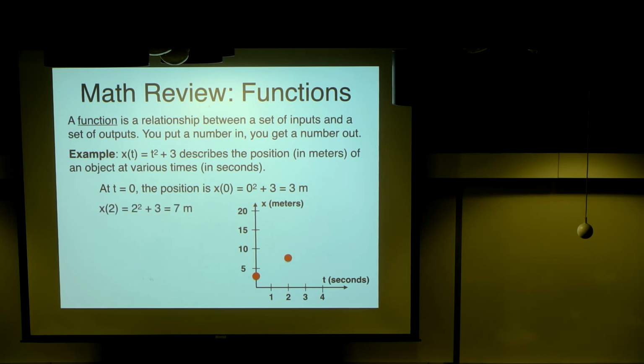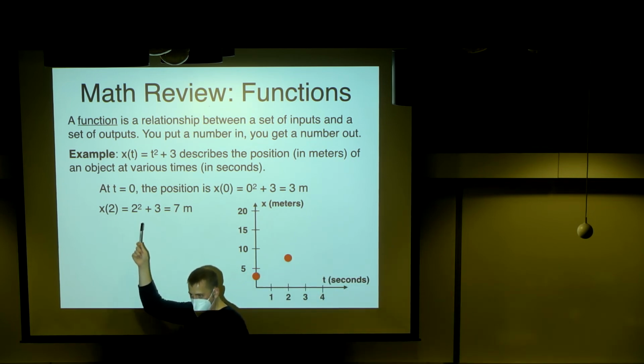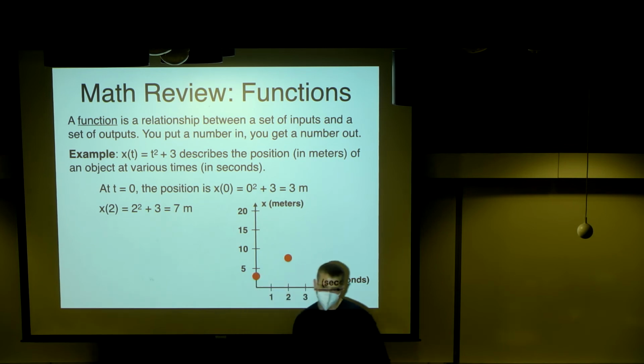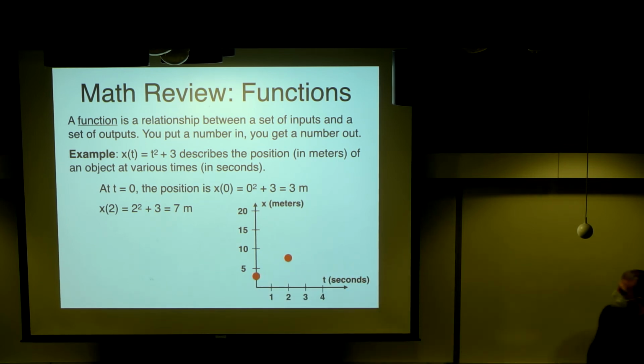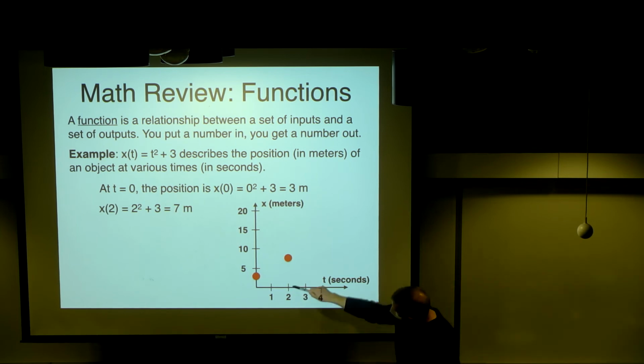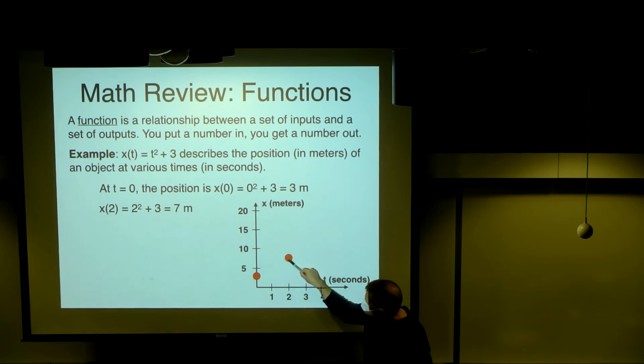Next thing we're going to do is plug in 2 seconds, just as an example. So this would be x of 2. That's 2 squared plus 3. 2 squared is 4, plus 3 is 7 meters. And that's another point on the graph. So you see, when the time is 2 seconds right here, the position x is 7 right here.